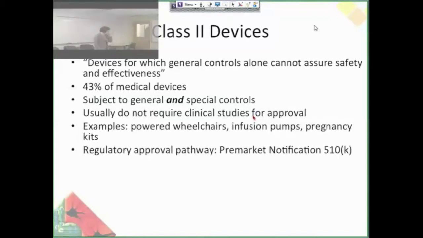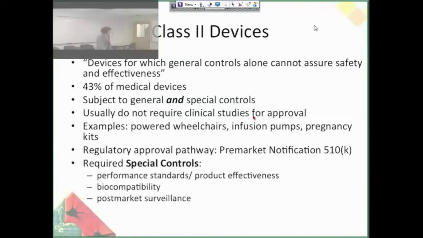Okay, so the regulatory approval pathway that you follow if it's a Class 2 device is the pre-market notification or 510K. So this is really important. You will have to show in your PMN, your 510K application, that you are following special controls. That is, you have to prove the product is effective using performance standards. You have to show biocompatibility of the device, usually if that's applicable. And then there's post-market surveillance, where the manufacturer is still responsible for the device and you're required to notify the FDA if anything goes wrong.